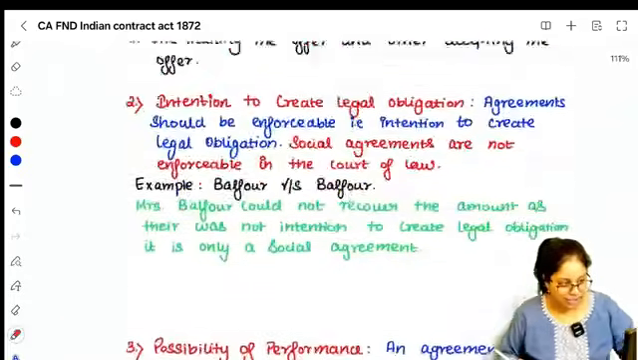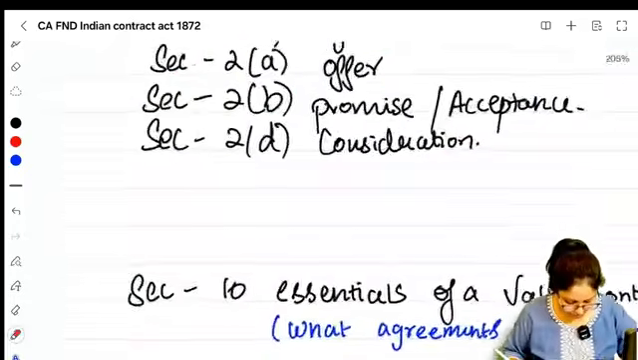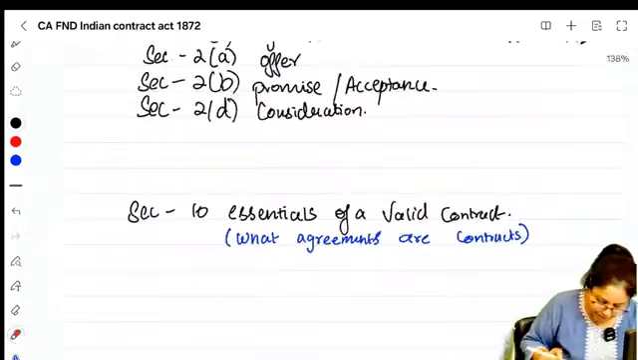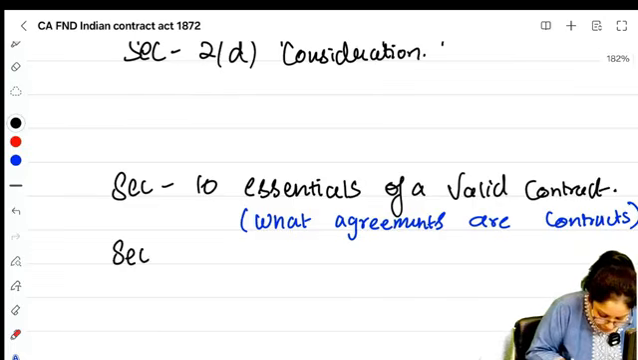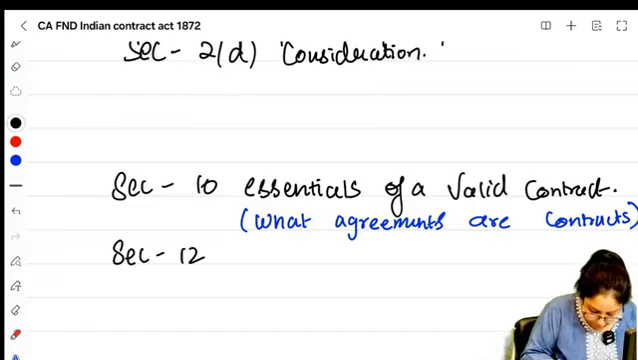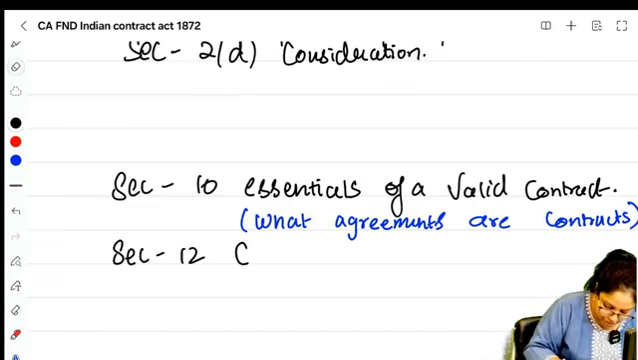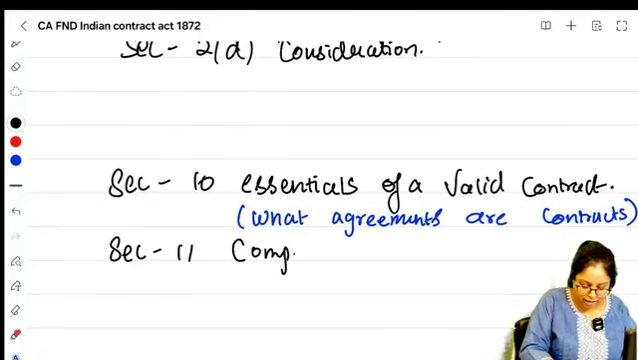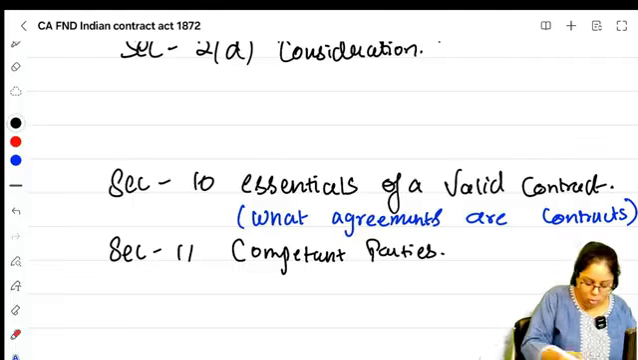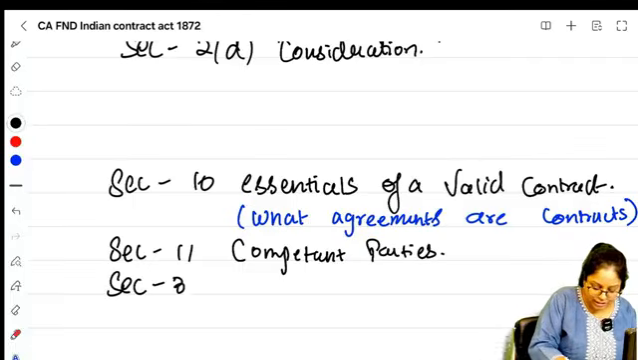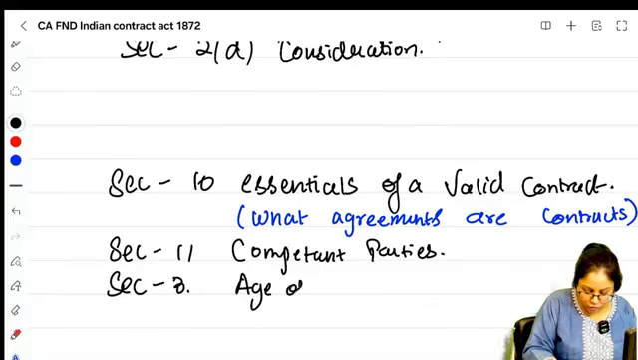I will write these two sections above also. Wait. Section 12, what are they telling? To enter into a contract, you should be... Section 11, I'm sorry. Section 11, what are they telling? To enter into a contract, you should be what? Competent parties. Who are competent parties? Section 3: those who are of the age of majority.